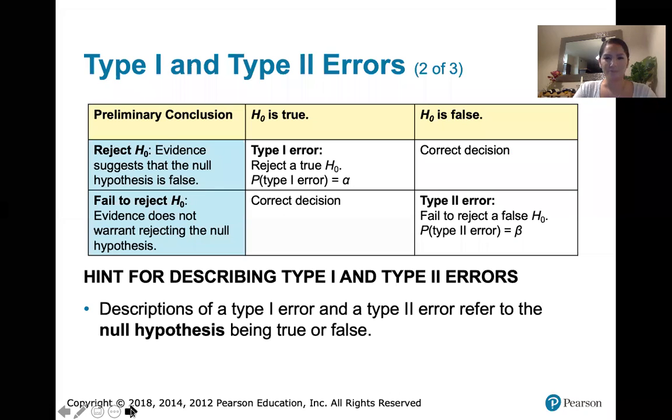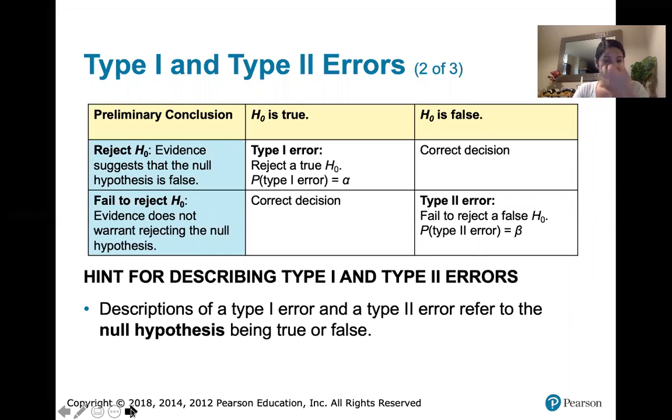Okay, so now I just wanted to give you a couple of hints associated with this. First, these descriptions of type 1 and type 2 error refer to the null hypothesis as being true or false. And sometimes it's difficult to keep track of these. So I'm going to give you a couple more examples before you go to the homework and try to keep track of these on your own. Type 1 error is rejecting a true null hypothesis. Type 2 error is failing to reject a false null hypothesis.